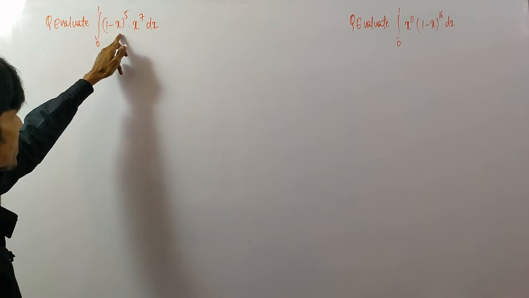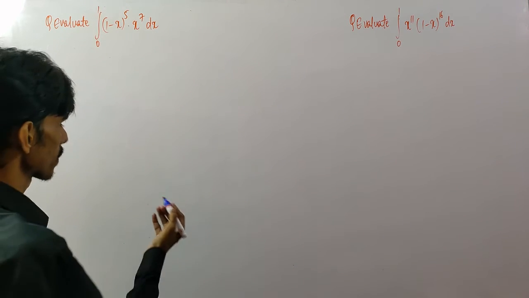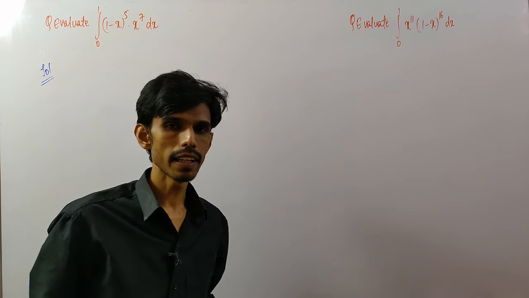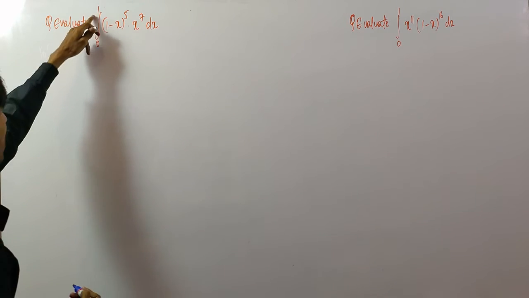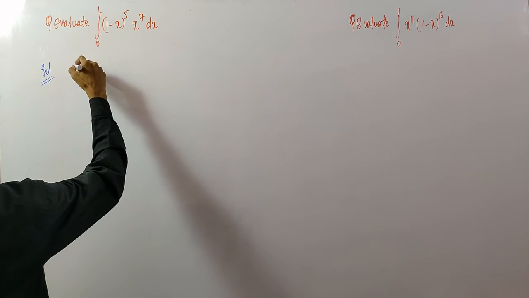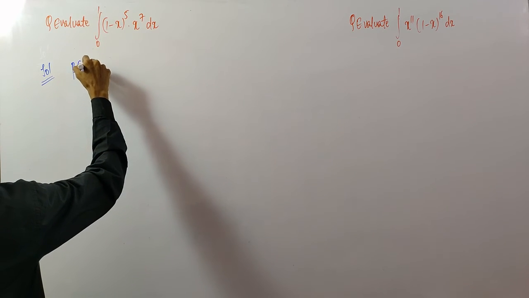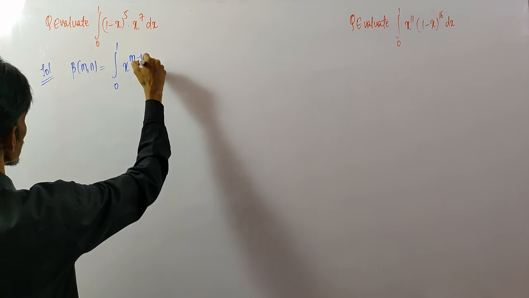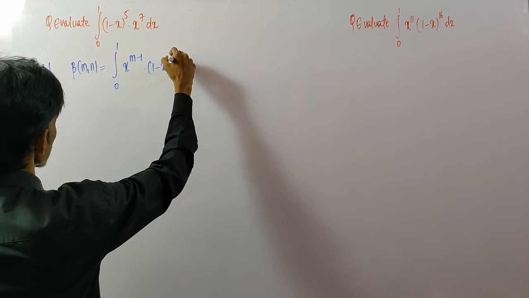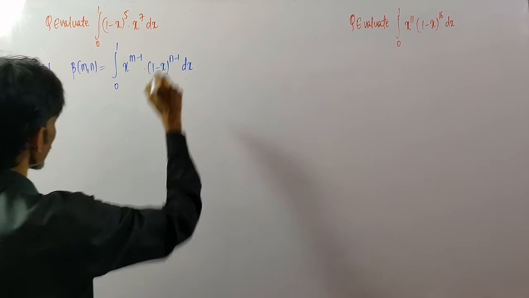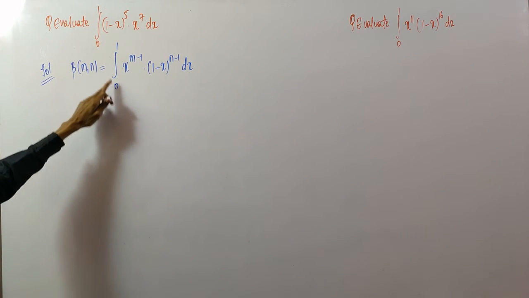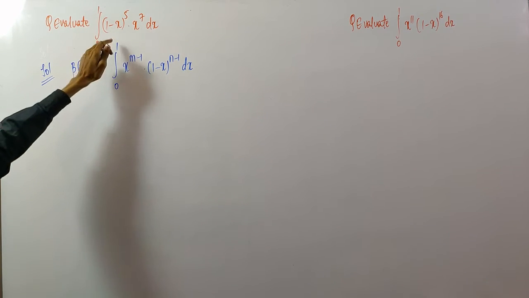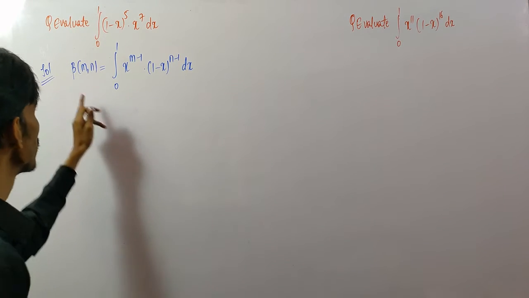Evaluate the integral from 0 to 1 of (1 minus x) power 5 into x power 7 dx. Whenever we see the integral limits from 0 to 1, then we can use the concept of beta function. We have beta of m comma n is equal to the integral from 0 to 1 of x power m minus 1 into (1 minus x) power n minus 1 dx. So if we see integration from 0 to 1, that integral can be easily solved by using beta function.